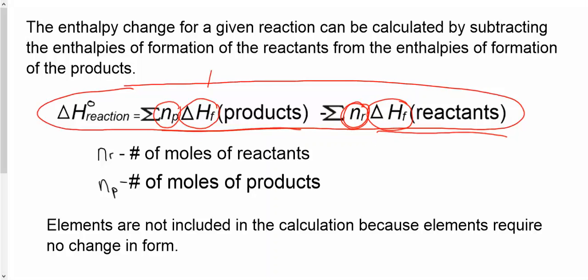Remember, the delta HF is given for 1 mole. So if a given reaction has more than 1 mole, you have to multiply by the number of moles. And also, elements are not included in the calculation, again, because elements have an enthalpy of formation of 0.